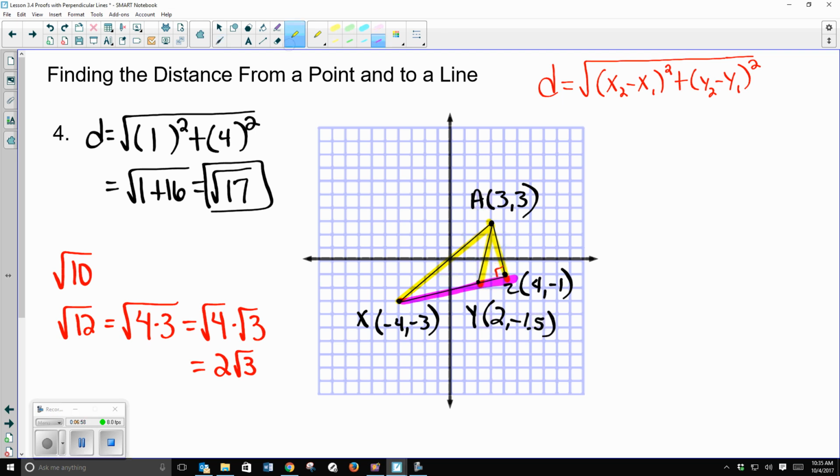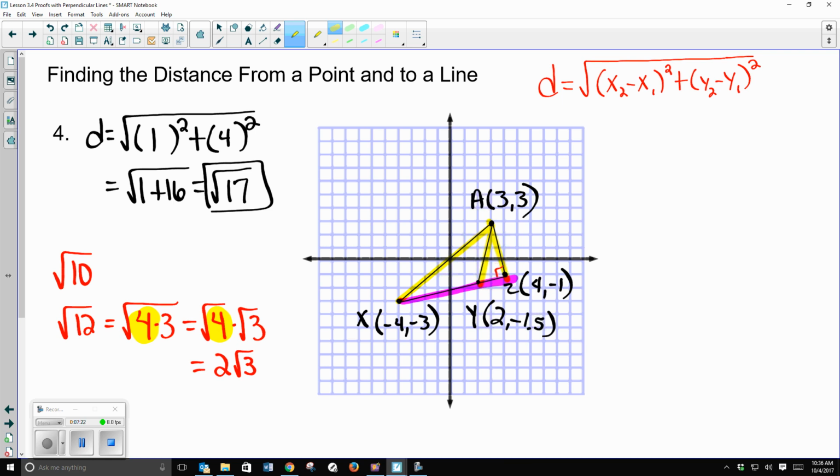You have to have a perfect square factor like this. And your perfect square factors are 4, 9, 16, 25, 36, 49. You get the point, right? So they have to be perfect squares to come out.